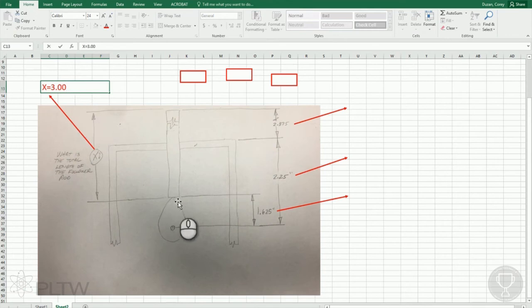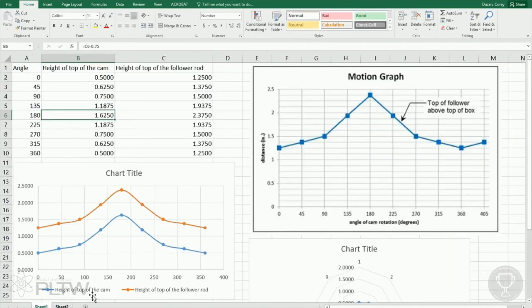So you would be making your follower rod 3 inches, and then plugging that into the actual box with your physical cam to see if you are seeing the same thing in the motion graph, in the actual physical model of that box assembly with the cam in it.